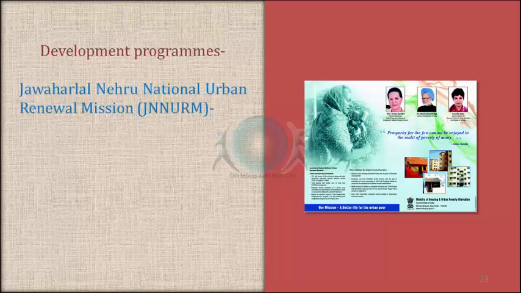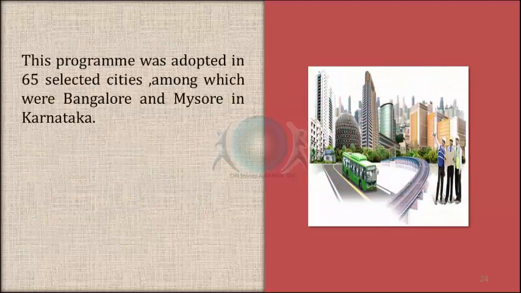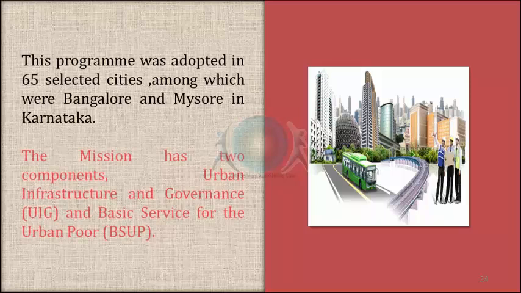Now let us take a look at the various schemes and projects of urban development at the state and the national level. Jawaharlal Nehru Urban Renewal Mission, that is JNNURM. This is a sort of a mother of all projects, and it was launched in December 2005 with the objective of linking the assistance from the central to the state governments for the development of overall urban infrastructure across the nation. This program was adopted in 65 selected cities, among which Bangalore and Mysore in Karnataka were part of it. The mission has two components: the urban infrastructure and governance, and the second is the basic service for the urban poor.